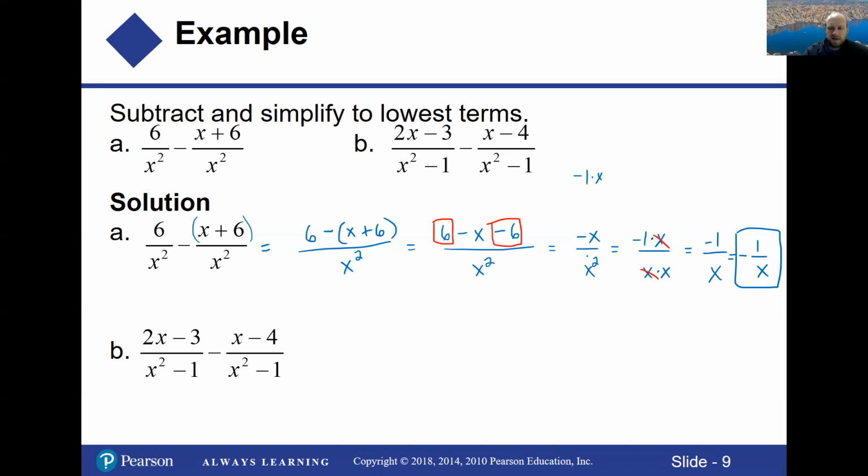Hopefully you kind of saw how I did that. You don't have to write this step if you can see that we just cancel an x here on the top, cancel an x on the bottom, and we have a negative 1 left over on top. That's perfectly fine if you can see that.